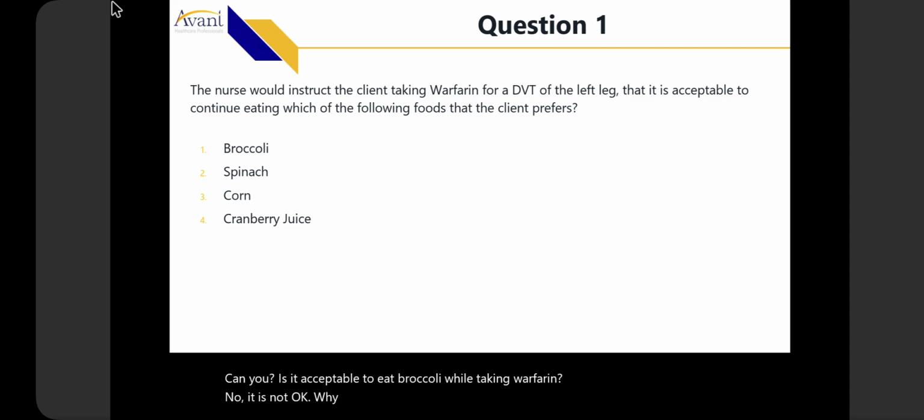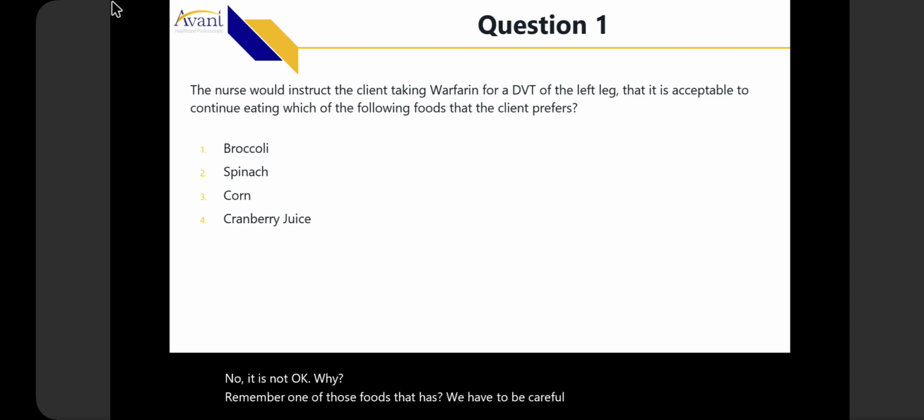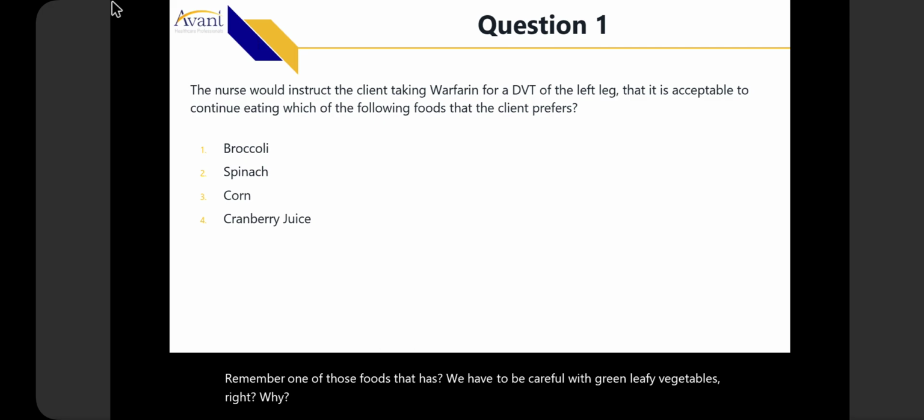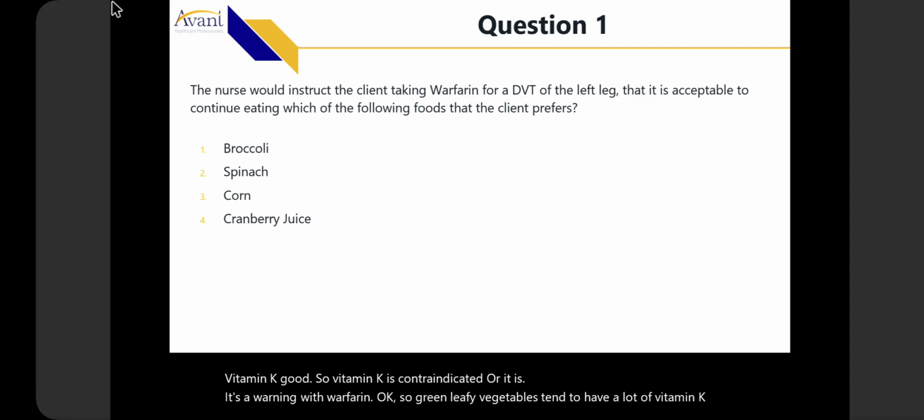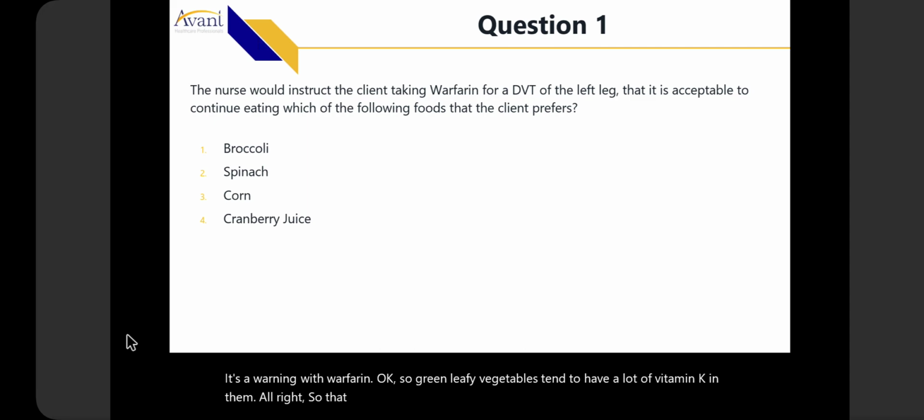Why? Remember, we have to be careful with green leafy vegetables, right? Why? Vitamin K, good. So vitamin K is a warning with warfarin. Green leafy vegetables tend to have a lot of vitamin K in them, so that would be contraindicated.